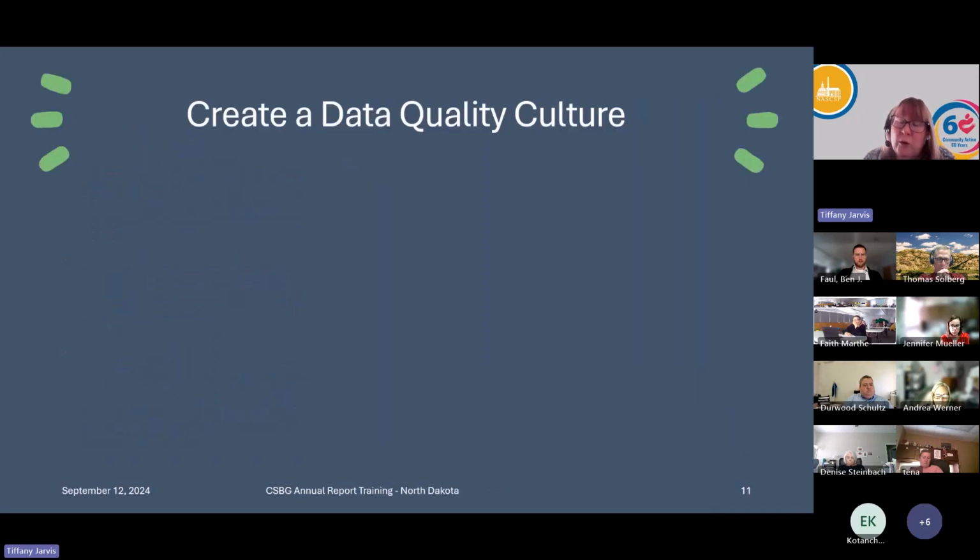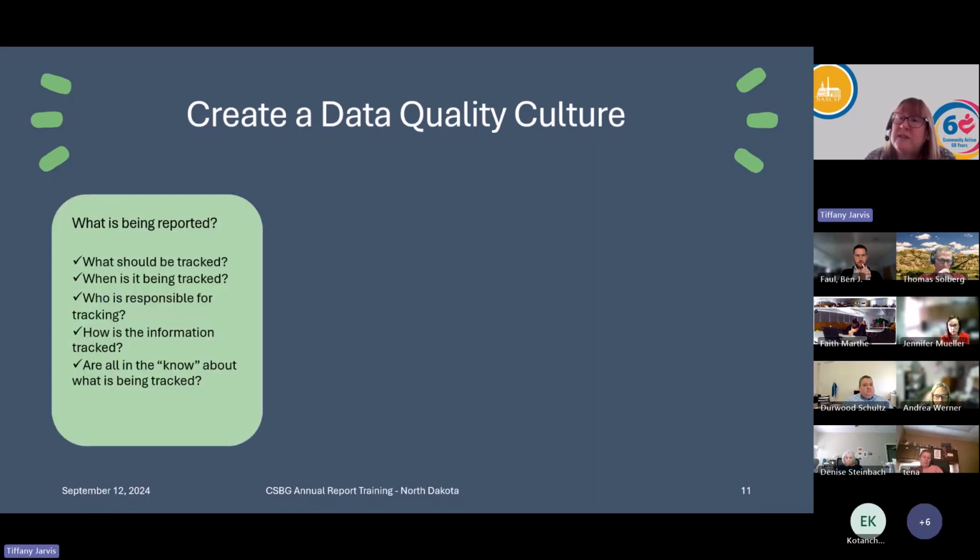How to create a data quality culture. And so this, somebody asked about kind of best practices. There is not usually a single right or wrong answer because every organization is unique. Some organizations decide to have a single data system. Some work to marry their systems together through data interoperability. Some just have practices in place. So there's not really one way to do it, but there is a right way to go about figuring out what's best for you. And the first thing is what is being reported? What should your agency be tracking?